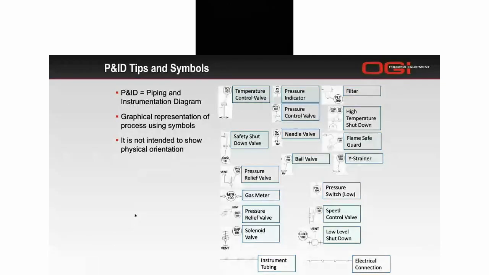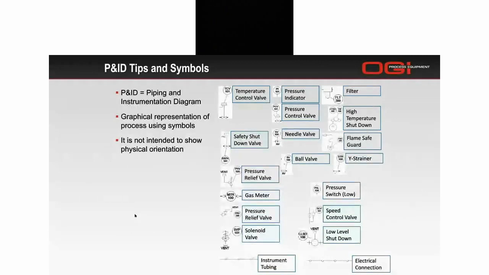It's not intended to necessarily show you physical orientation, but it's going to show you where in the process different key components are. We're going to see an example of that where you might see a piping run appear to be going in an upward or downward direction on a P&ID, but physically it could go the other direction. It's not incorrect, it's just showing you the flow and how things are connected together.